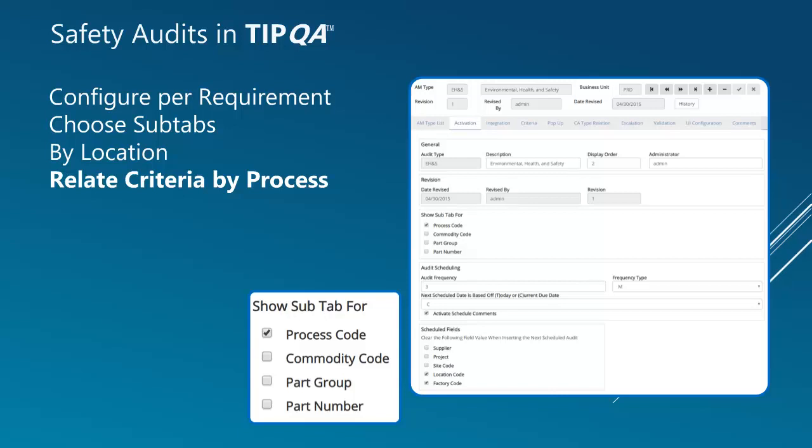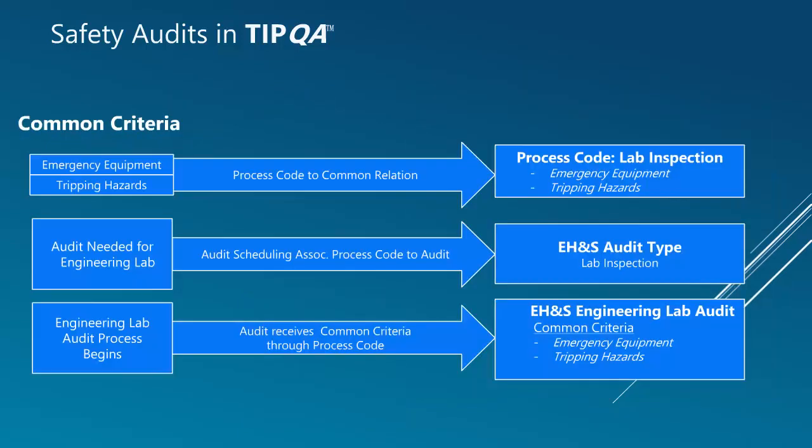Process codes and criteria are examples of lists that can be set up by your module admin with names you're already using at your location. Let's see how this works. User-defined lists are a key feature in TIPQA. Process code is an example of one of those user-defined lists. Process codes are related to criteria through a process-to-common relation. Here, I've associated two common criteria, emergency equipment and tripping hazards, to the process code I've named Lab Inspection. Those common criteria are now associated with that process code.